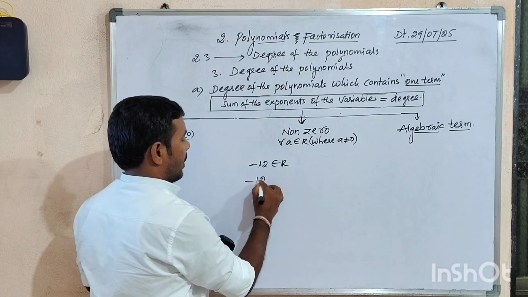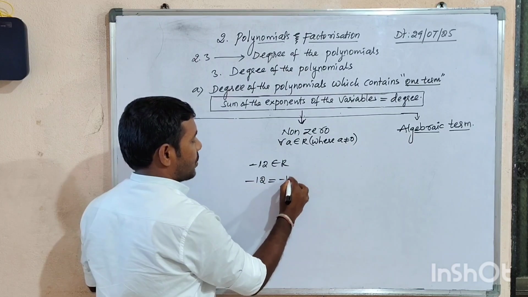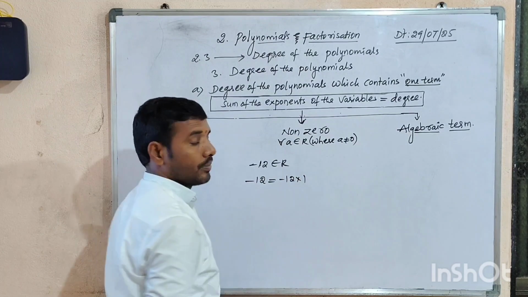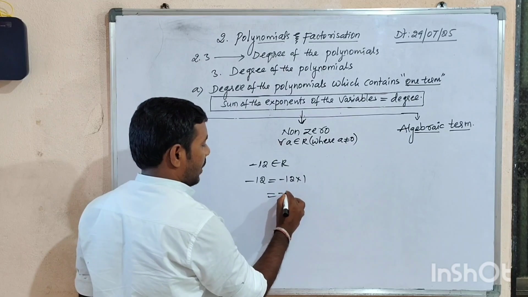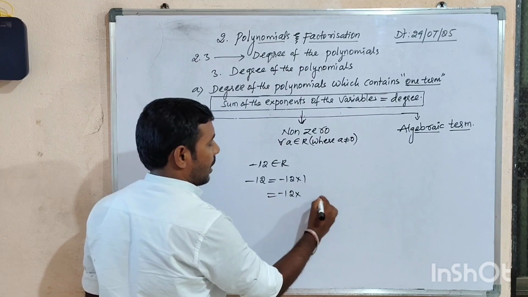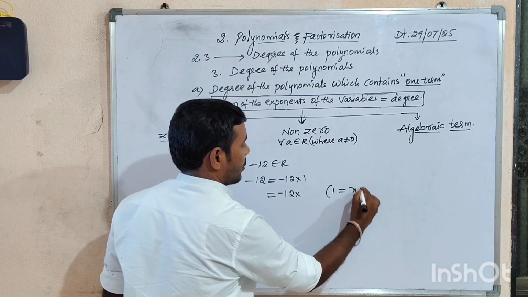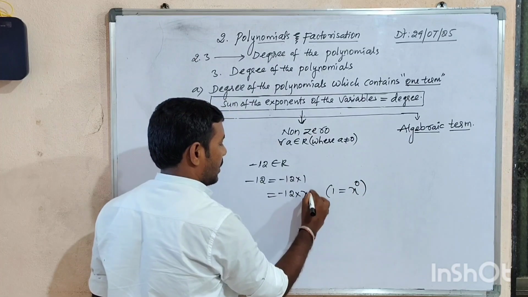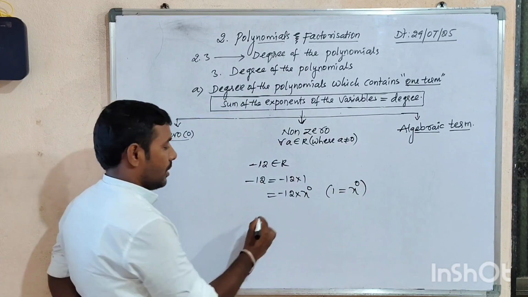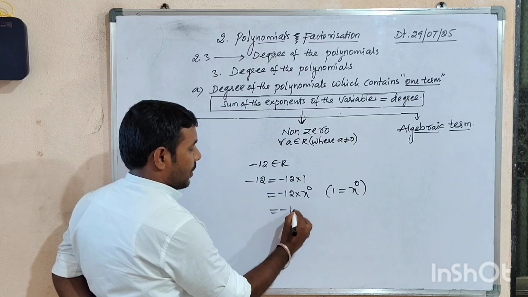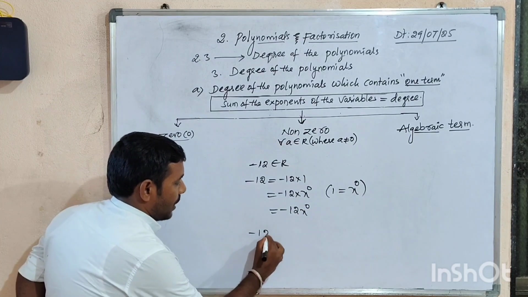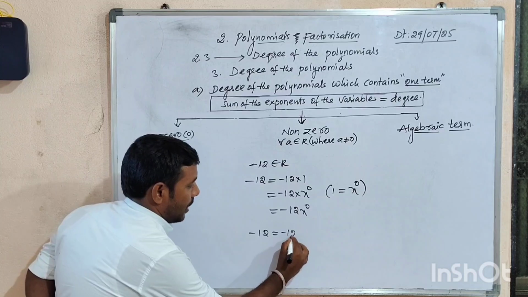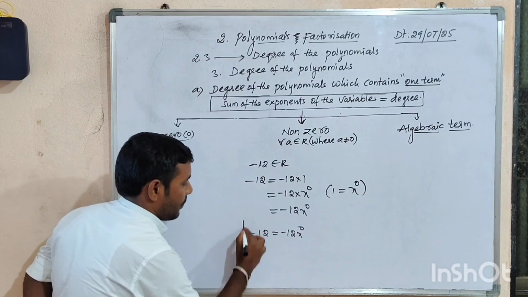Minus 12. I want to write minus 12 into 1. Instead of 1, I want to write x to the power of 0. So next, minus 12 x to the power of 0. That means minus 12 is equal to minus 12 x to the power of 0.